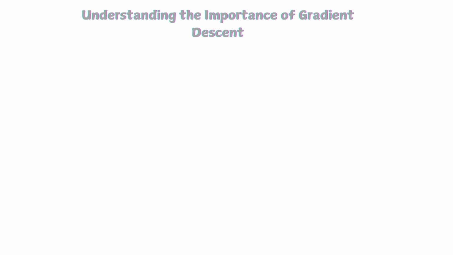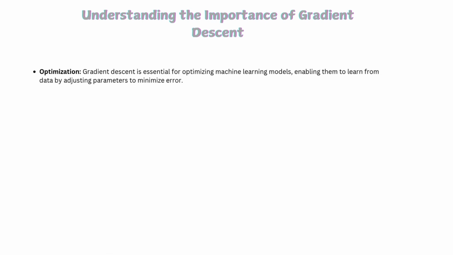Let's explore the key reasons that underscore the importance of gradient descent in creating robust and accurate machine learning models. Understanding the significance of gradient descent is vital for anyone entering the realm of machine learning. First and foremost, it acts as a fundamental optimization method that enables models to learn from data by refining parameters to reduce error. This optimization process is crucial for achieving precise predictions.